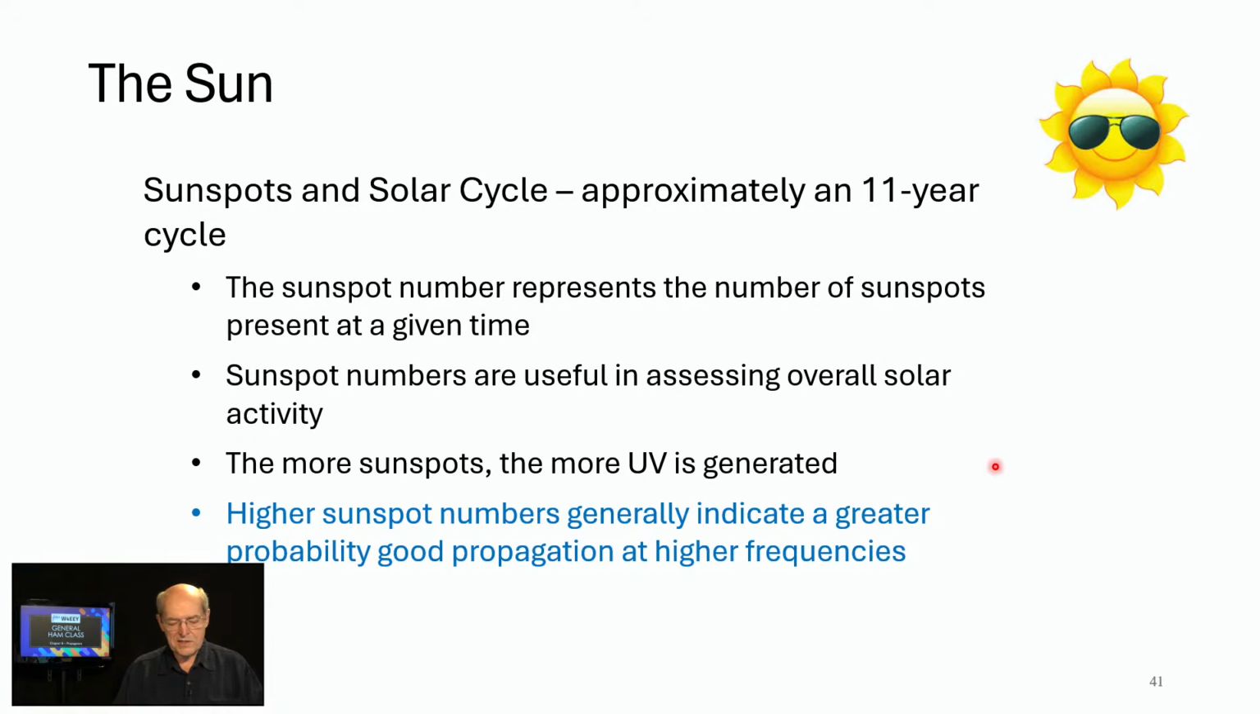The more sunspots, the more ultraviolet is generated. And higher sunspot numbers generally indicate a greater probability of good propagation at higher frequencies. Now, by higher frequencies, we're talking 20 meters, 15 meters, 10 meters, etc.